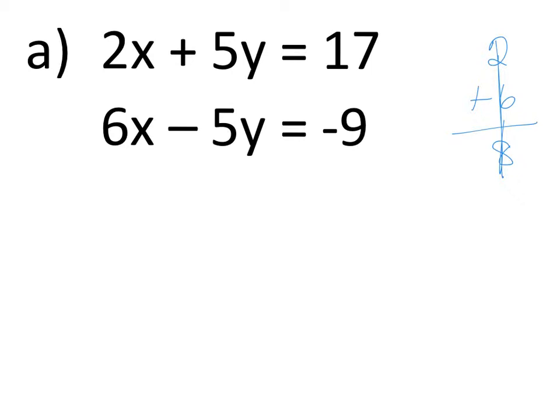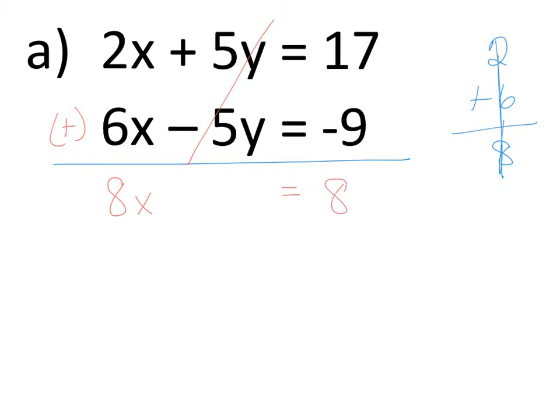So when I come over here and look at this, I'm going to draw a line, and I'm looking for something that can eliminate. 2 and 6, maybe not so much. But if I look at the positive 5 and the negative 5, those would cancel each other out. So we're going to eliminate the y's. It's going to be an addition problem, and you're just adding up and down. 2 plus 6 is 8x equals, and on this side, 17 minus 9, which is 8. Then you'll finish solving the equation. Divide both sides by 8, and x equals 1.